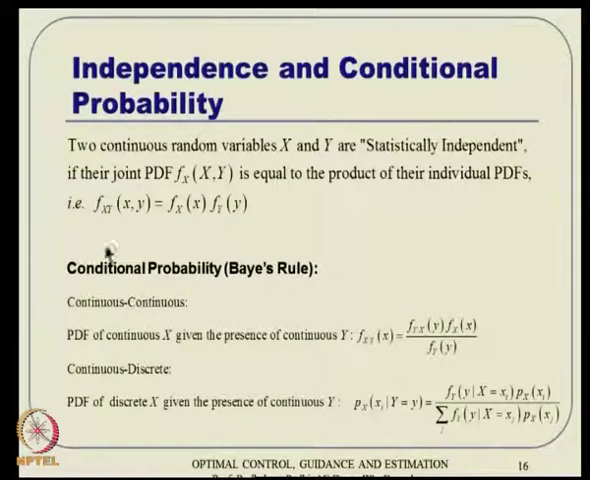So it talks about conditional probability. The first case is continuous. That means the PDF of a continuous random variable x given the presence of a continuous random variable y is defined something like this, and that expression turns out to be like this. Similarly, if it is continuous-discrete, that means the PDF of discrete x given the presence of continuous y turns out to be something like this, a little more complex.